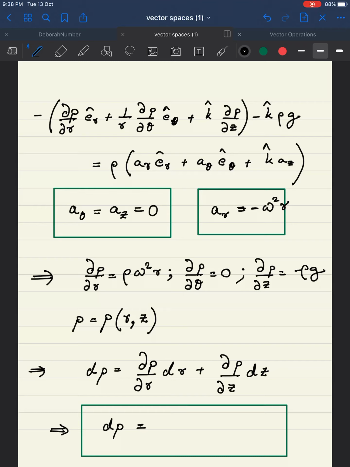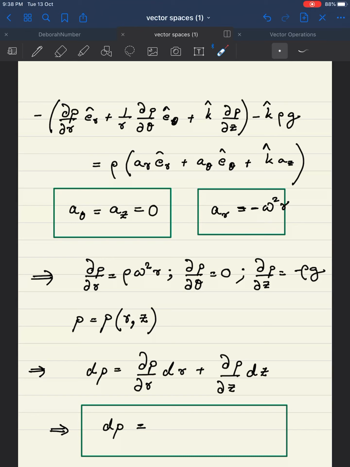This was actually obvious at the very beginning of the class itself, because when you are starting off with the problem, this problem is axisymmetric in nature. Okay, now recollect what we had said about functions which are multivariable, right? So here pressure is dependent on r and z, so you have a multivariable function here.